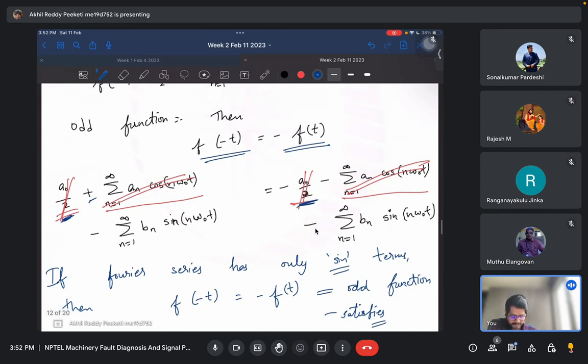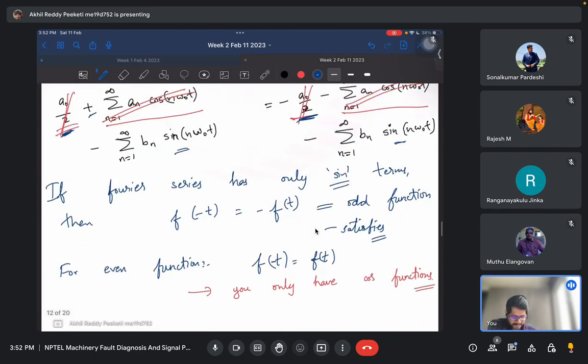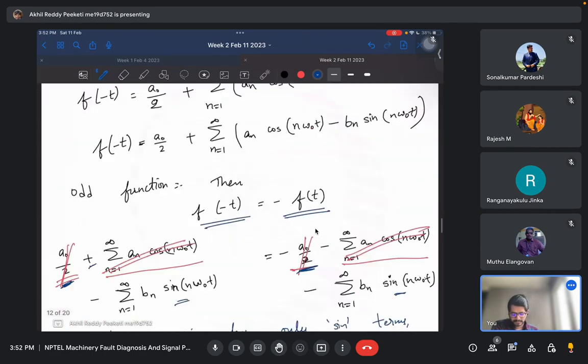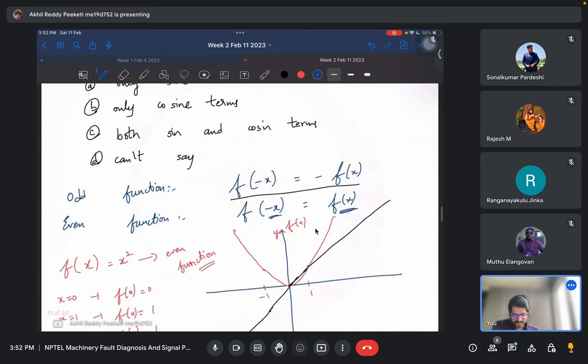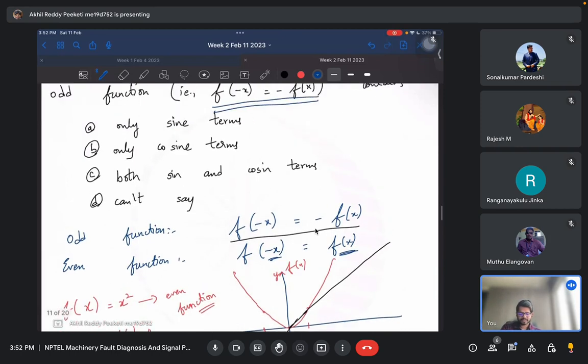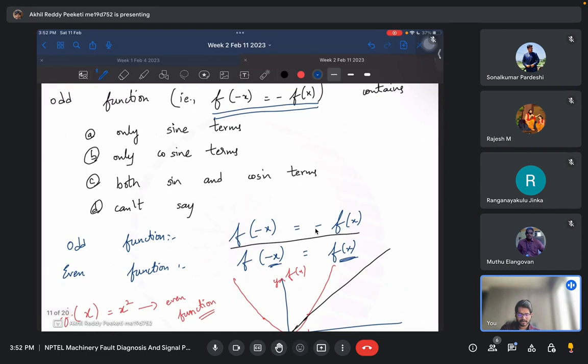So in an odd function, only sine terms would be present, and if it is an even function, then similarly you will have only cos functions. So this is how you can decide which terms you need in your Fourier expansion based on the type of function you have, odd or even.